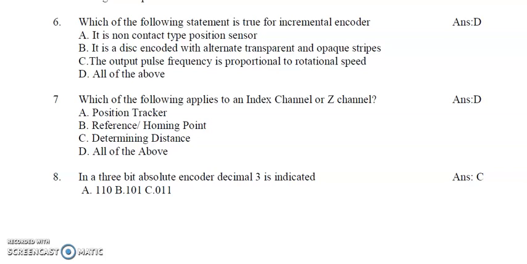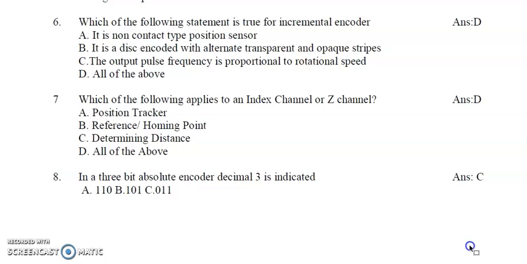So remember, incremental encoders are non-contact type position sensors. That is also correct. So, an incremental encoder is encoded with alternate transparent and opaque stripes. That is also correct. So, the output pulse frequency is proportional to the rotational speed. That is also a correct statement. So, all the three statements are correct regarding incremental encoder. So, the option D is the right answer.